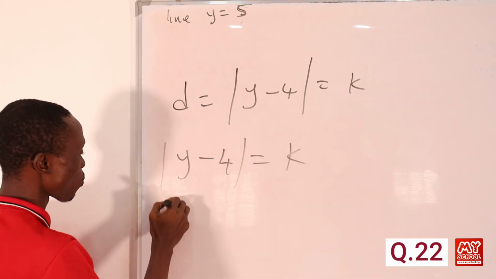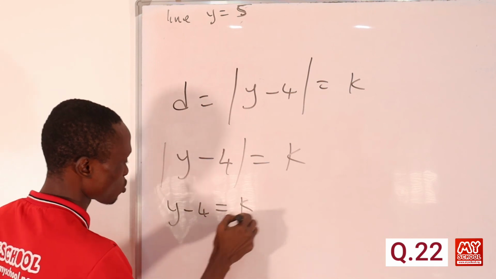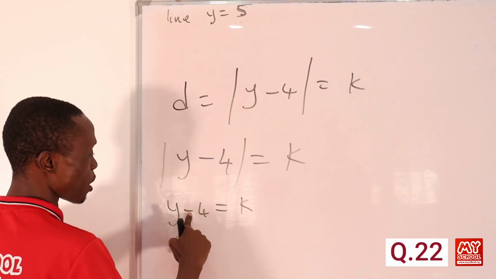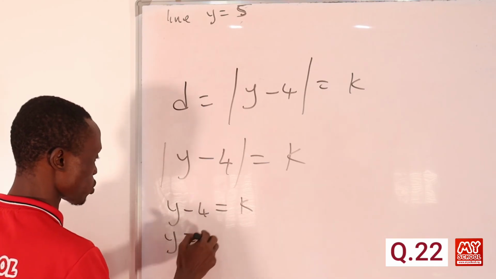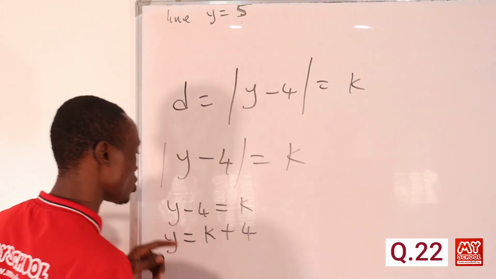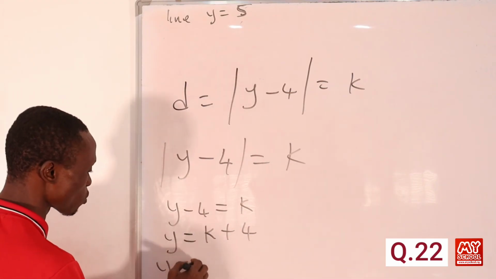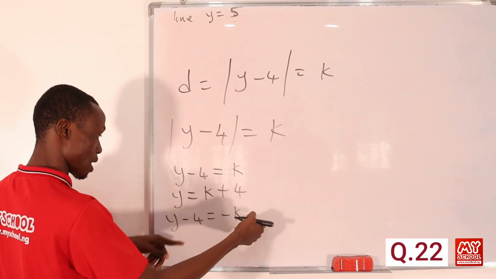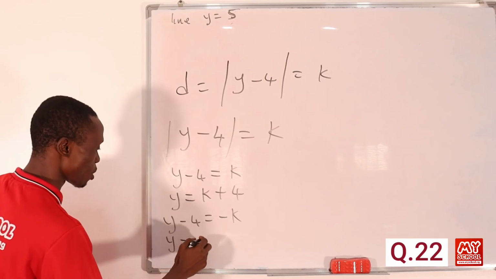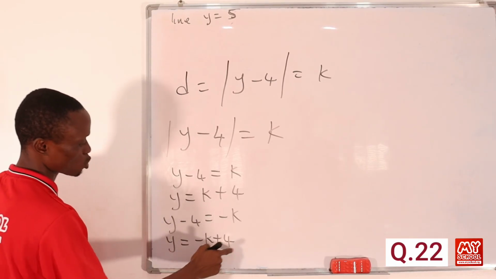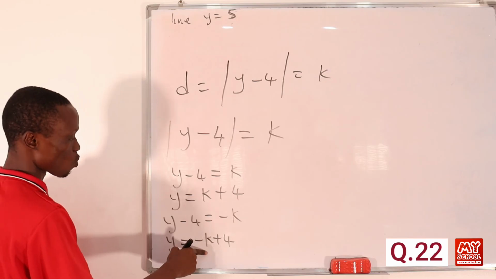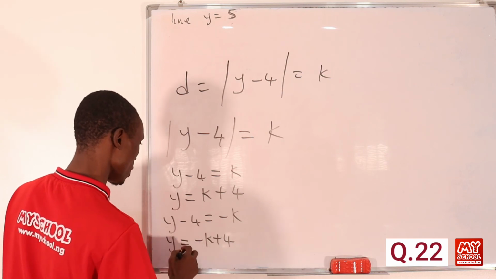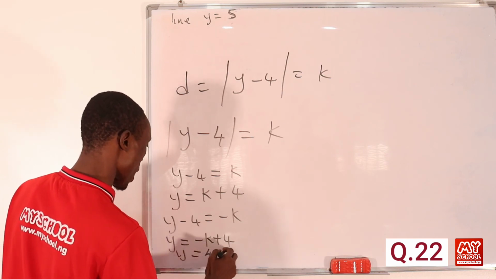So if we do that, we're having y minus 4 equals k. So here we can find the value of y. We simply move the minus 4 to the other side so that y equals k plus 4, right? Then the other case is when y minus 4 equals minus k. Okay, so we do the same thing. We move minus 4 to the other side so that we're having y equals minus k plus 4. Of course, we can rewrite this. So if we rewrite this, we'll be having y equals 4 minus k.